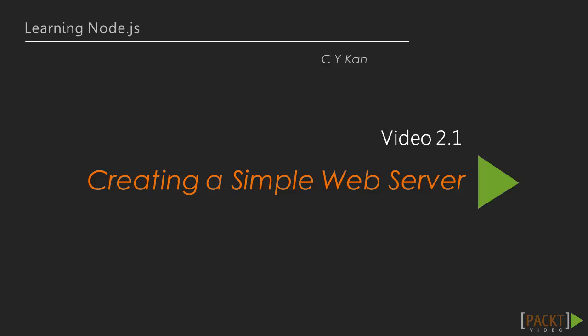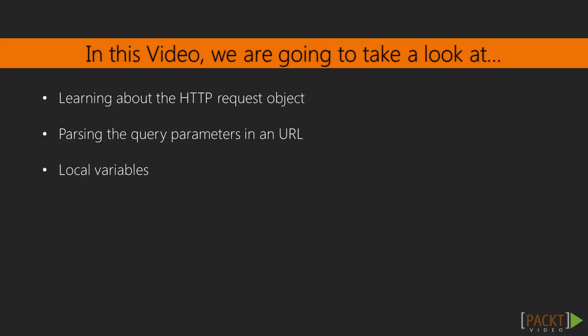Now we move on to the first video of this section that modifies our first Node application done in Section 1 to accept request parameters. In this video, we're going to take a look at the HTTP request object using which we can pass a parameter to a URL. The web server will then extract the parameter and return an appropriate response.